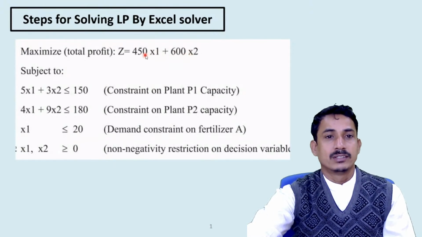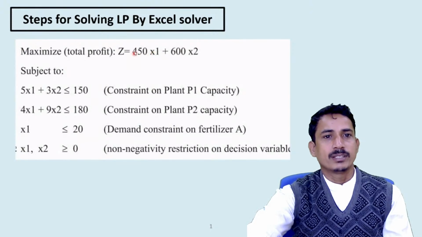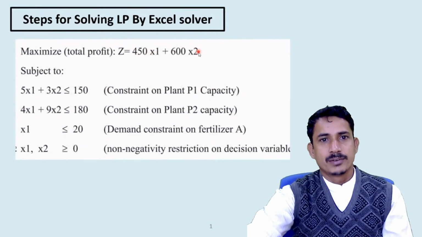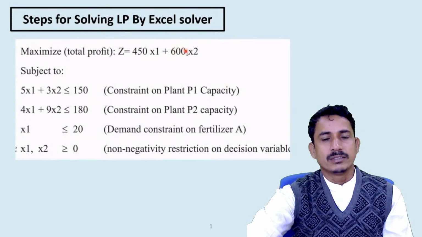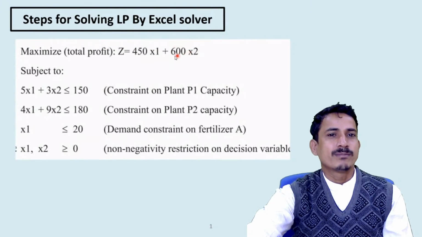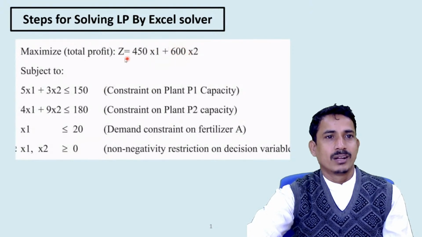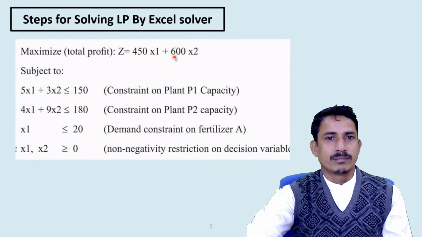I mean here, 1 unit of the first product or first item gives a profit of 450 rupees, if you talk about rupees in the form of currency. Then 1 unit of x2 gives a profit of 600 rupees. And the combined profit will be 450 x1 + 600 x2.